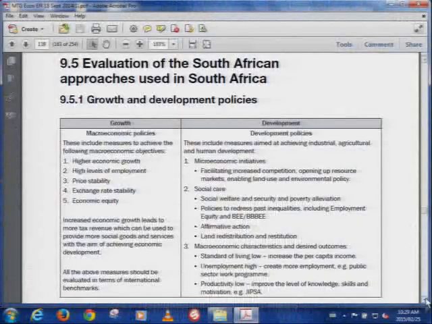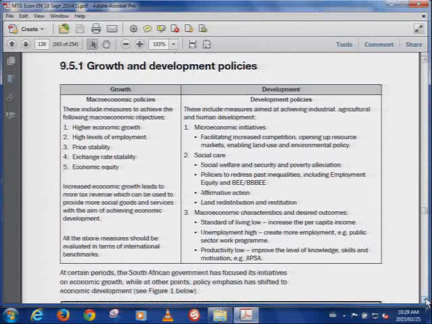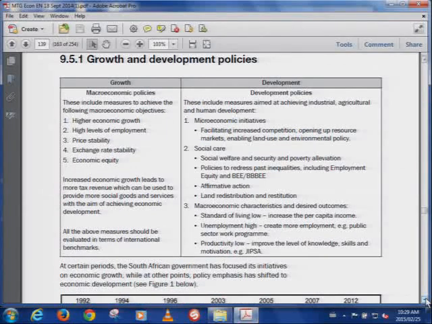For grade 12, we're continuing with our subject this morning, economic growth and development, but now we are going to look at the South African approach to economic growth and development policies. As you can see on the screen, I have the evaluation of approaches used in South Africa's growth and development policies. Let's quickly go through this and see.